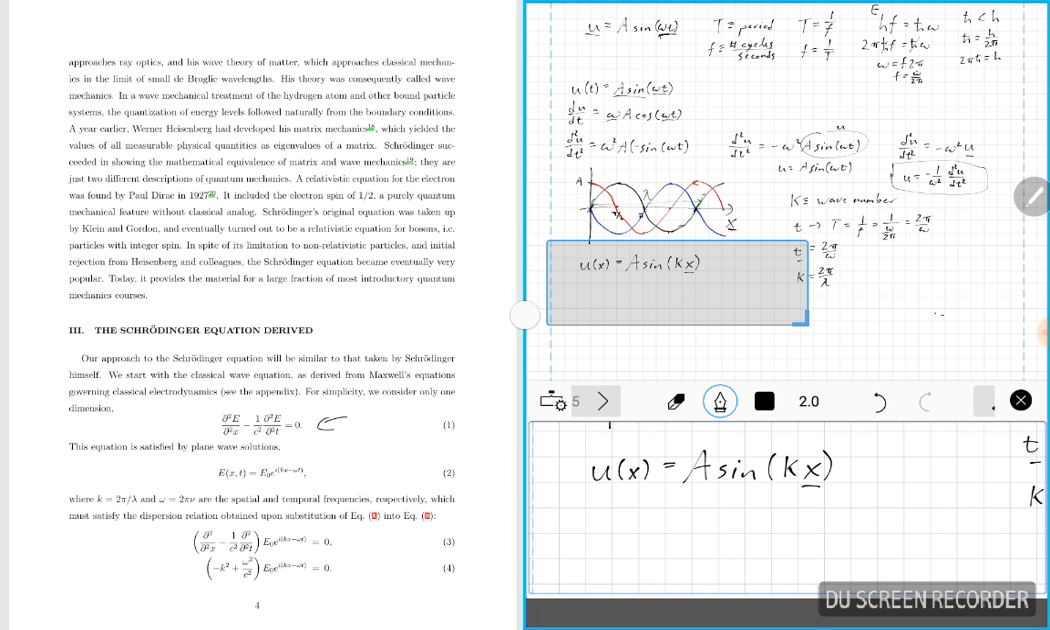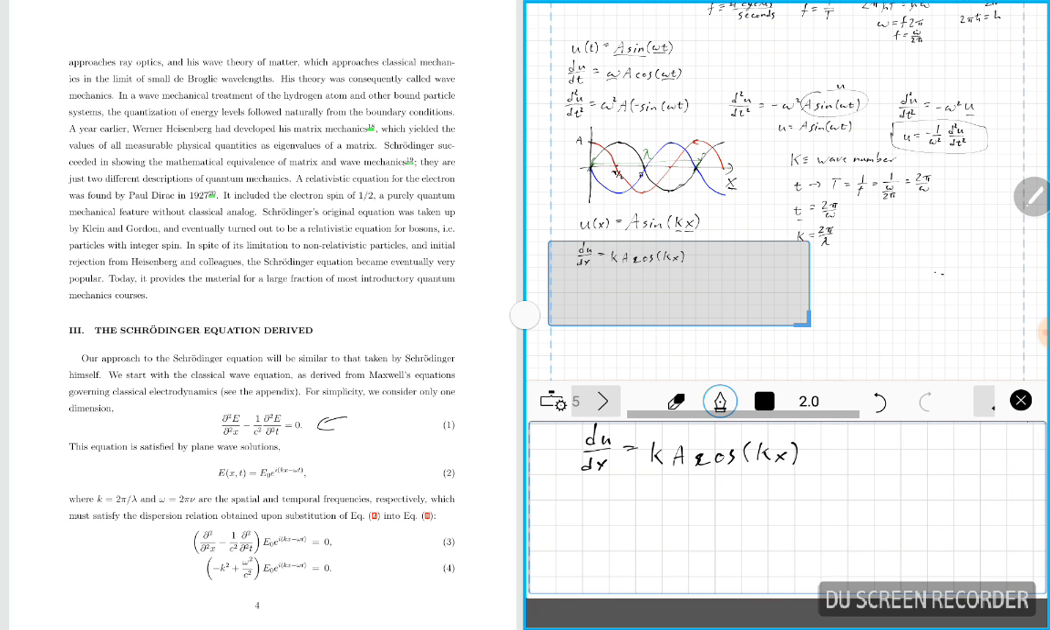Now we can go ahead and take our derivatives. So we have du dx, that is going to be the derivative of the inside, k, times the derivative of the outside, which is cosine kx. And then we have our second derivative, and that is going to be a k times a k, k squared a, and that will be negative sine kx.